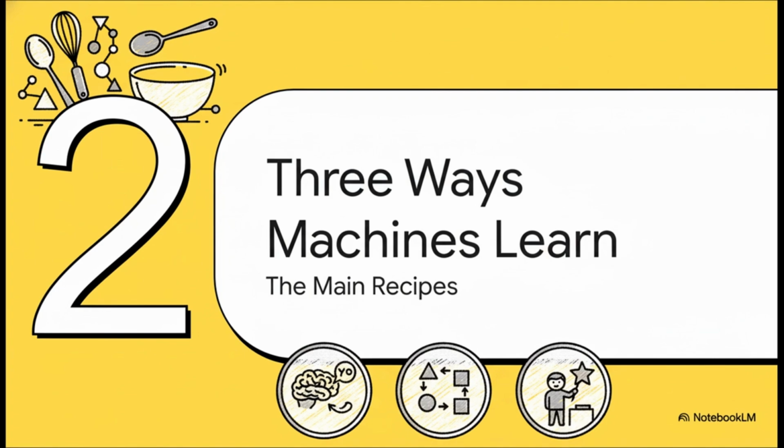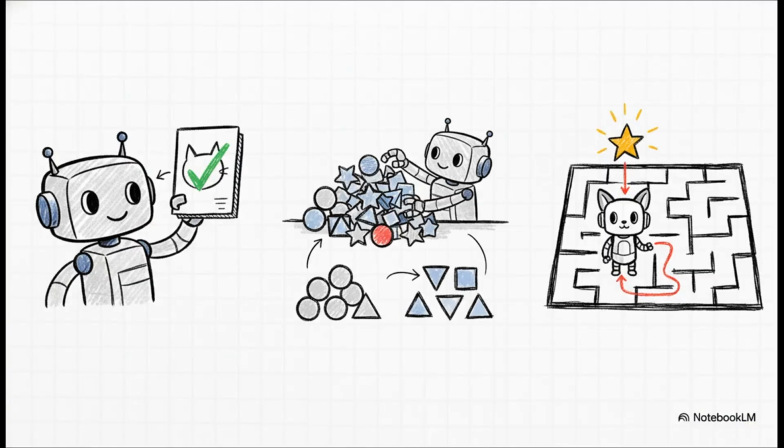But how does the learning part actually happen? Well, it turns out there are three main recipes for this. First, you've got supervised learning. This is like studying for a test with flashcards. You give the machine examples where you already know the answer, and it learns to connect the dots.